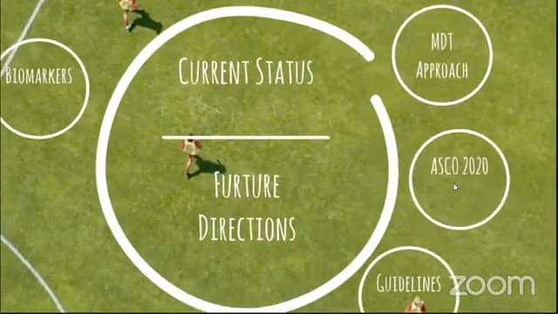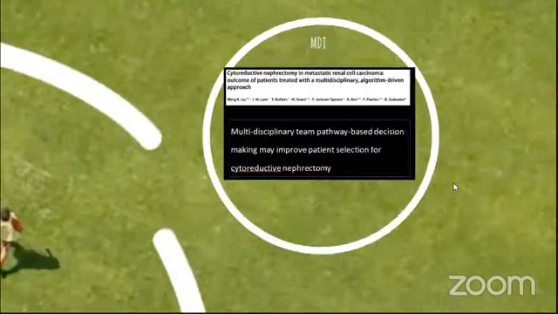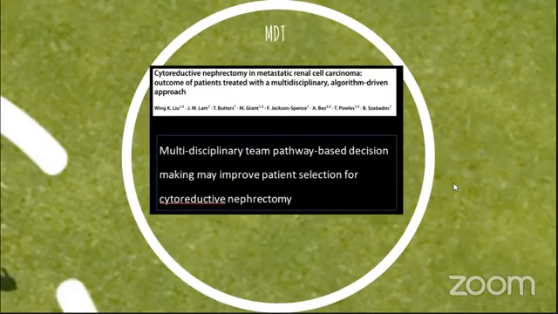In view of this, there is a paper by Wing Liu in which he looked at the application of a multidisciplinary algorithm-driven approach to treating metastatic RCC. This data suggests that patients suitable for cytoreductive nephrectomy could be identified through an MDT pathway that utilizes a combination of IMDC scoring, performance status, and metastatic disease burden. Their findings suggest that an MDT approach constitutes an important and viable strategy for the management of metastatic RCC, particularly in identifying patients suitable for cytoreductive nephrectomy.